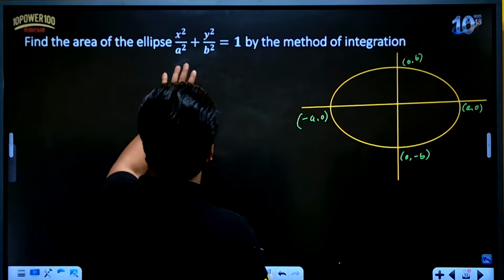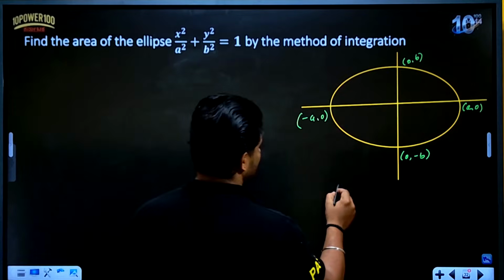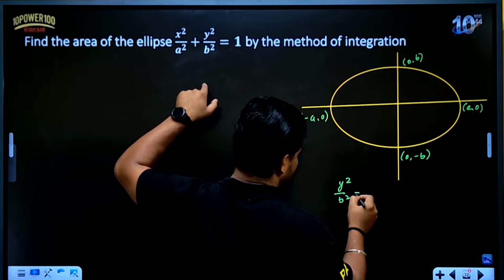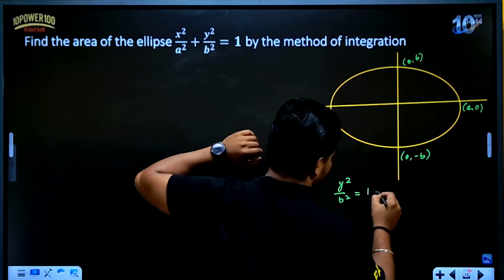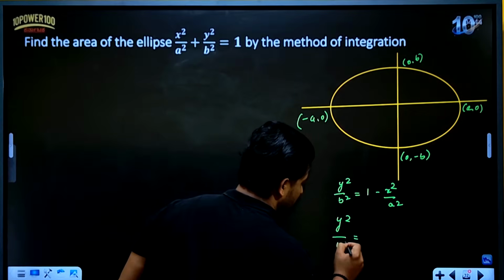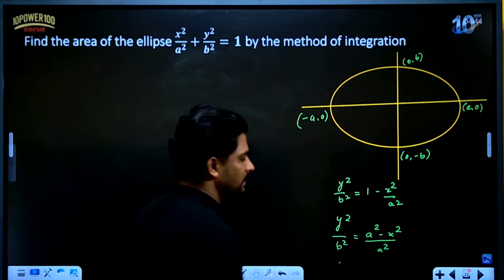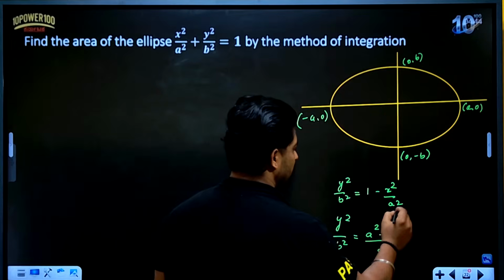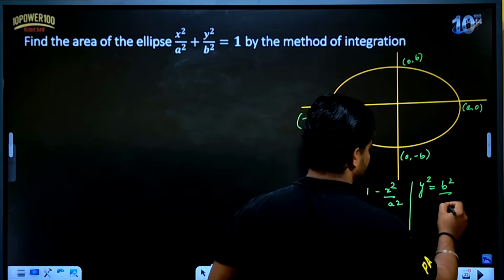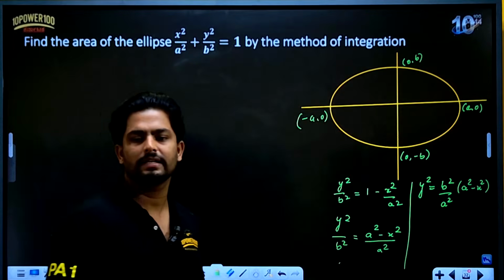After this, kids, remember one thing here. First you have to solve this for y. So now I'll solve. I keep y square by b square on this side, and write 1 minus x square by a square on the other side. So y square by b square is equal to a square minus x square by a square. Now if I solve this further, we get y square is equal to b square by a square of a square minus x square.